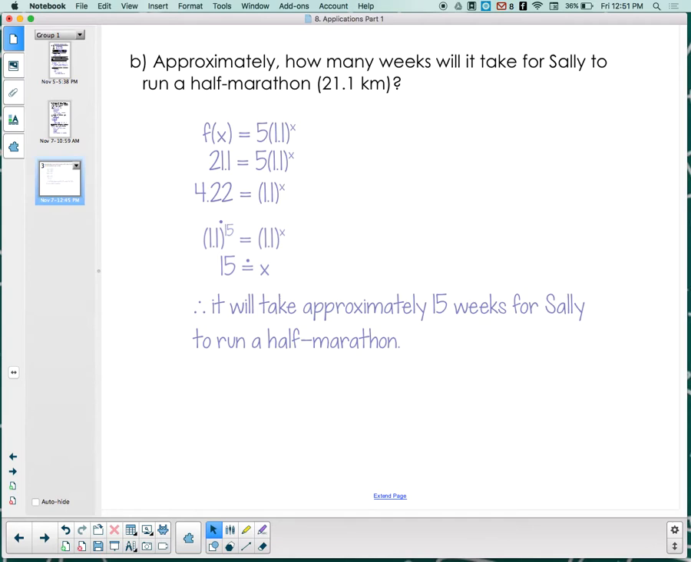The biggest issue here is just making sure that when it's an increasing question, it's 1 plus the percentage. When it's a decreasing question, it's 1 minus. That's where I see most people make the biggest mistake, is they switch it. Always remember, if it's increasing, your answer should be getting bigger. If it's a decreasing question, your answer should be getting smaller.